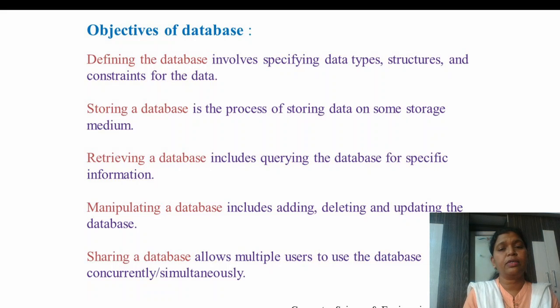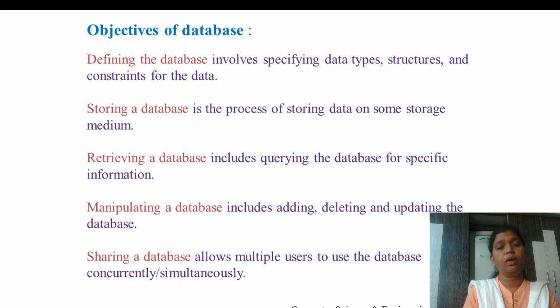Next comes the storing of a database. Here it is a process of storing on some storage medium, because as you know, without storing the database, I cannot work with it. I have to maintain it. So storage is very, very important. Then accessing. Accessing is nothing but the retrieving of a database.